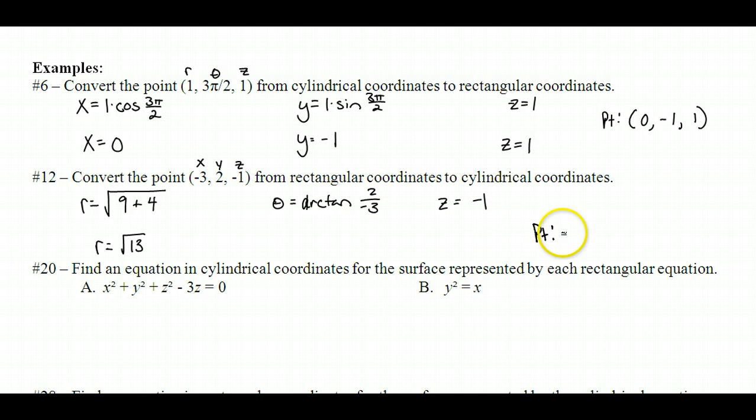So for our point, I'd rather have it exact: square root of 13, this arctangent of -2/3, and -1. So that would be our point, the cylindrical coordinates for that point.